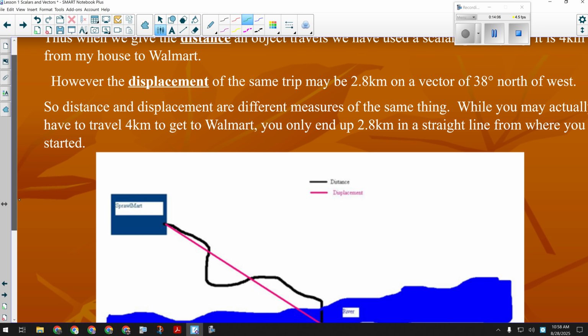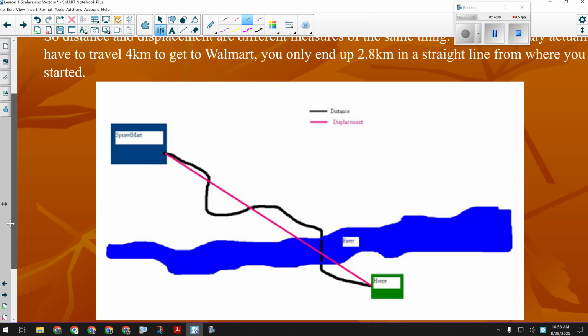So if I want to walk from my house to Walmart, I can't walk there in a straight line. I don't live right behind Walmart. I have to make turns, I have to stay on roads or paths. There's no straight line route because I don't own a helicopter. And if I had enough money to own a helicopter, I sure as hell wouldn't shop at Wally World.